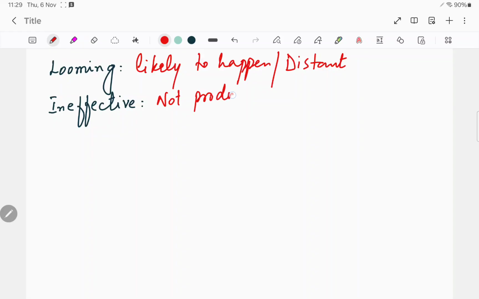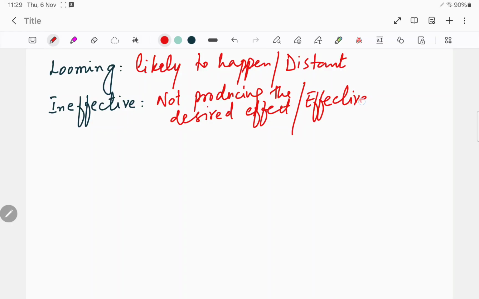producing the desired effects. And the antonym of this word can be obviously something effective or giving us the desired results. The sentence can be ineffective government policies have failed to control the rising population.